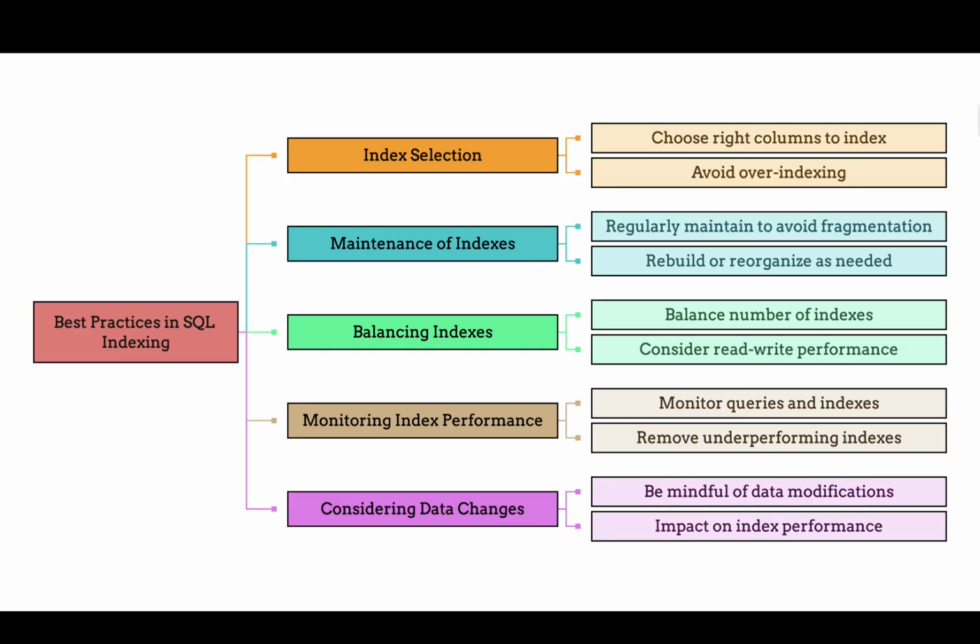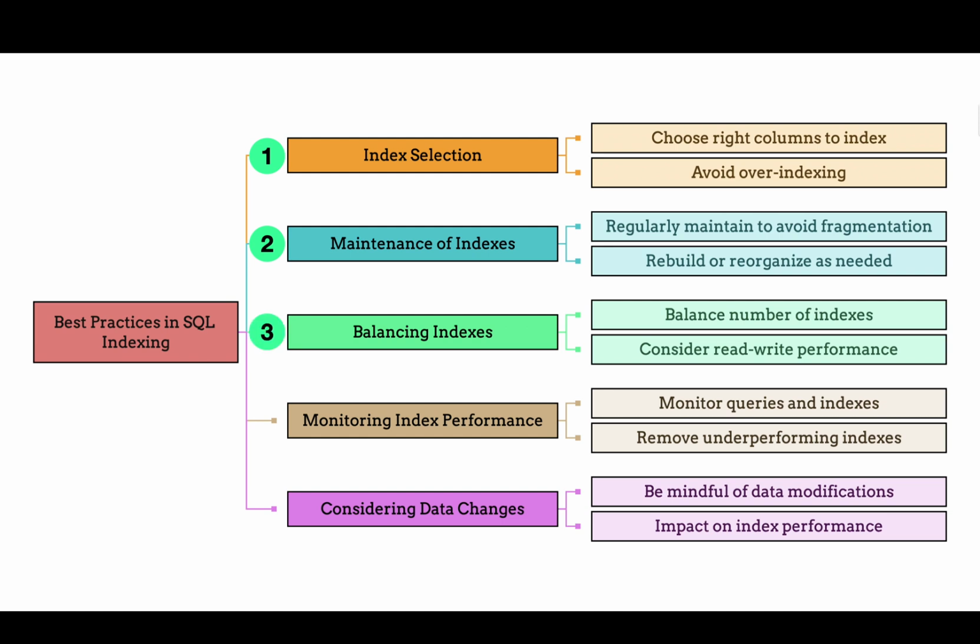Best practices in SQL indexing. 1. Index selection. Choose the right columns to index based on query patterns and column selectivity. Avoid over-indexing tables as it can degrade write performance. 2. Maintenance of indexes. Regularly maintain indexes to avoid fragmentation, which can degrade query performance. This can involve rebuilding or reorganizing indexes.